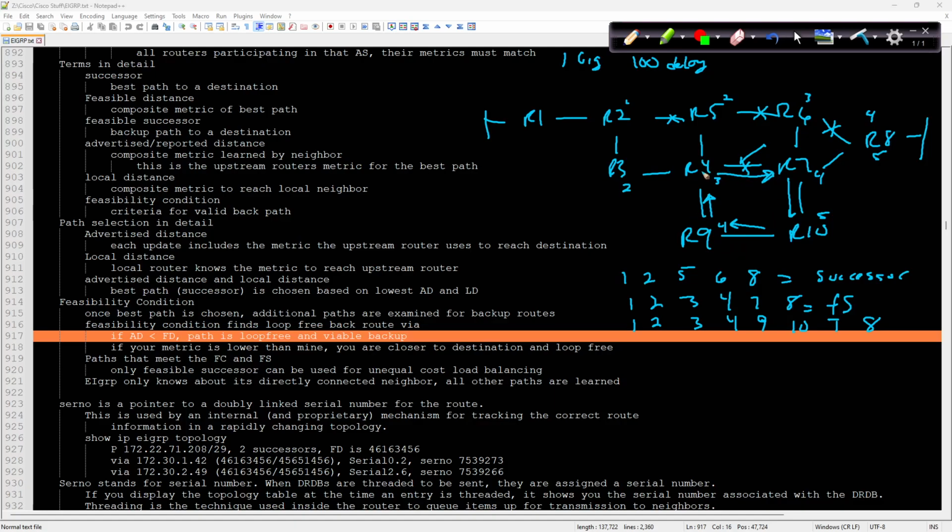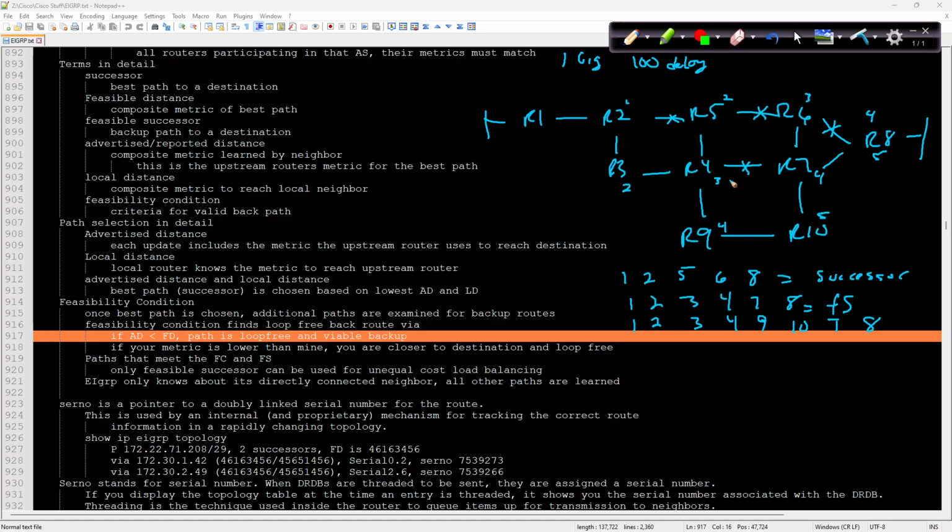You would never put yourself into a looping state in order to get to where you've got to go. So the answer to the question is, let me back this up a little bit, only if the connection between R4 and R7 was down and R4 was forced to go, which would make the advertised distance between R2 and R8 via 3, 4, 9, 10, and 7. If the advertised distance was less than the feasible distance end to end, then it would be valid.